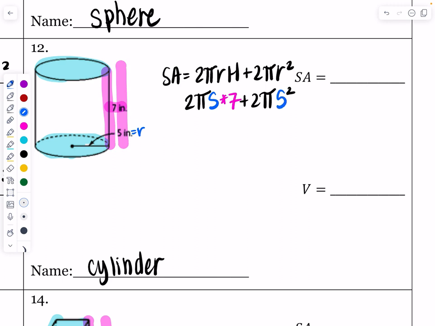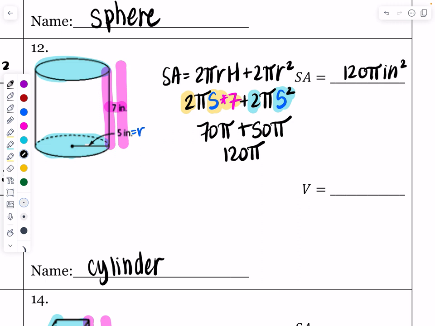So when I type this into my calculator, that's going to be 2 times 5 times 7. 2 times 5 times 7 gives me 70 pi, because again, we're leaving this in terms of pi. 70 pi for my walls, plus my bases is going to be 2 times 5 squared. 2 times 5 squared gives me 50 pi. So then it's going to be 70 pi plus 50 pi, which is equal to 120 pi. And my units for surface area are going to be inches squared in this problem.